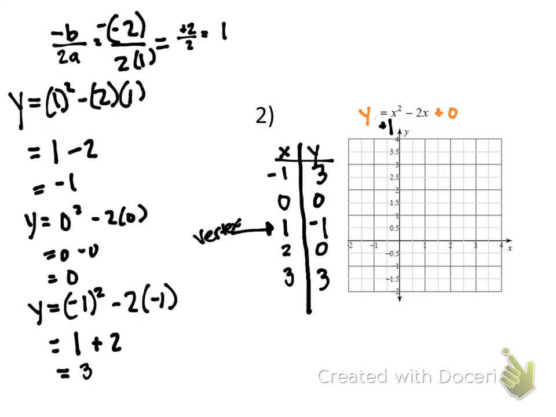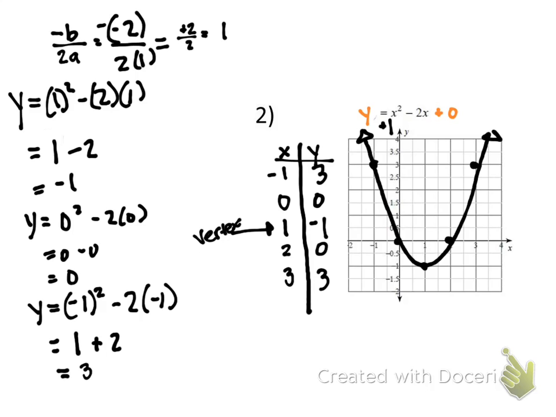Okay, let's plot our points. 1, negative 1, 0, 0, 2, 0, 3, 3, and negative 1, 3. And you can see there is a line of symmetry down the middle. Both sides need to be equal to each other, so starting on one side, we're going to draw our parabola as well as we can. And remember, it's U-shaped. It opens up. Then that's step 5, we're going to figure out what our solutions are, if there are any.